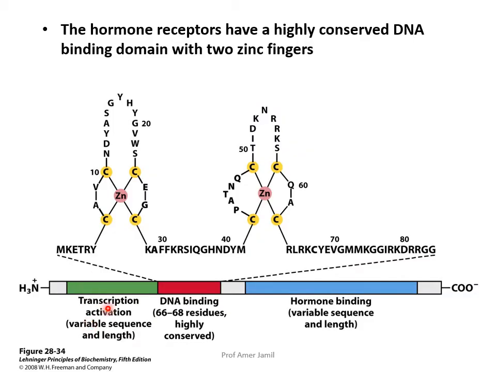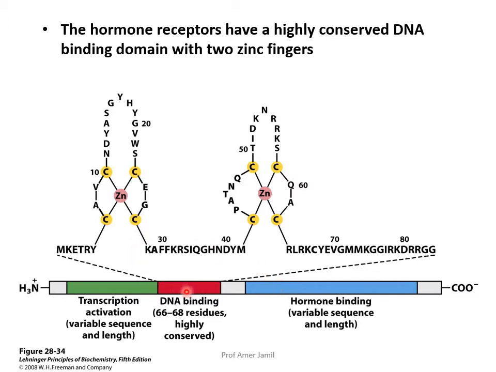These are the features of hormone receptors which bind to the hormone. These are protein in nature. This is the N-terminal end, and this is the carboxy terminal end of the protein, and there is a transcription activation domain with a variable sequence. Then there is a DNA binding domain. It is 66 to 68 residues, and it is highly conserved. Then there is a hormone binding domain, which is variable in sequence and length.